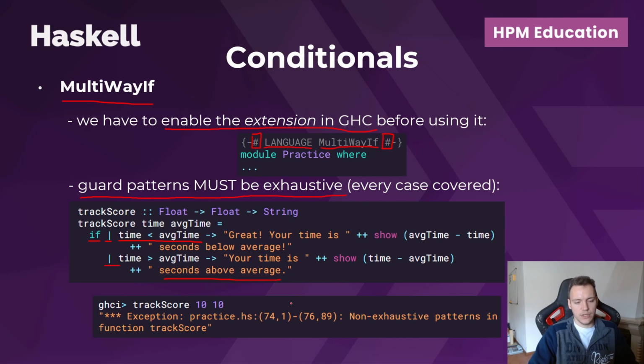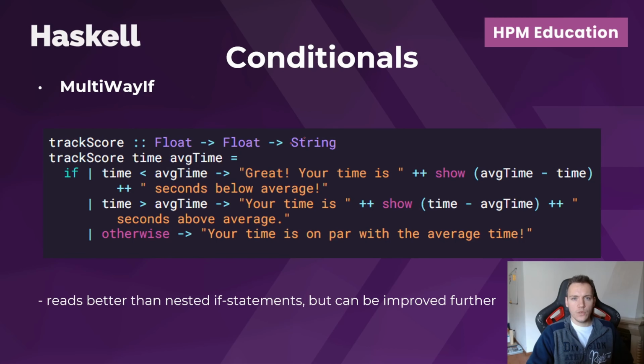If we try to run this function, we will get an exception where it says non-exhaustive patterns in function trackScore. This is because the pattern that is not covered is the exactly equal. Time can be less than average time, it can be greater than average time, but it can also be equal to average time. And this function got exactly 10 and 10 equal. So from this code block of if, it does not know what to do with it, and therefore it errors. We can solve this by using the otherwise statement.